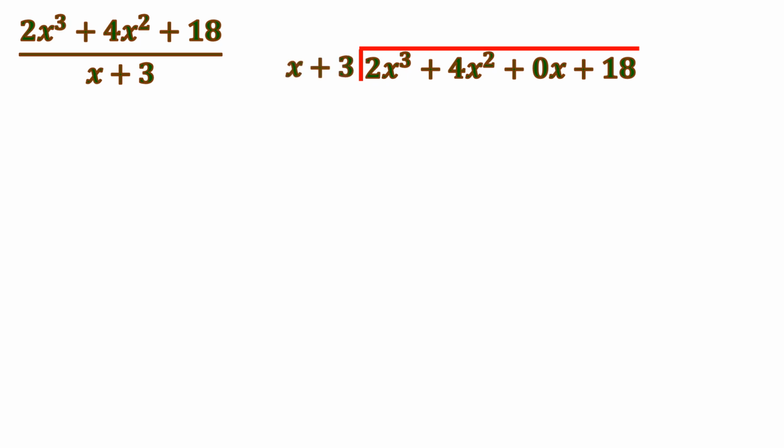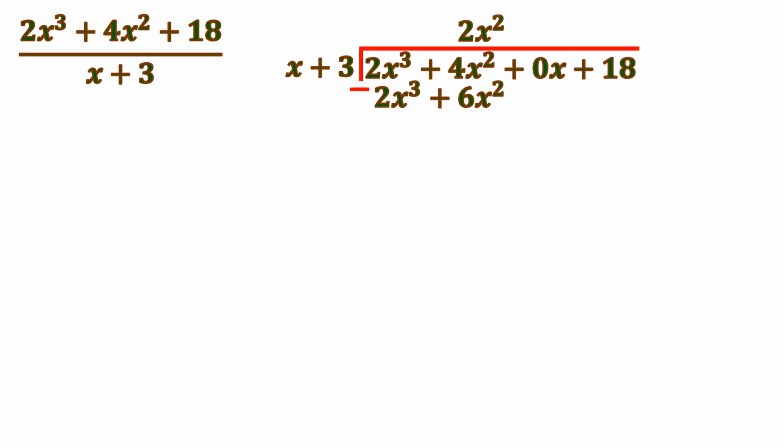So let us put the divisor and divide. So we're going to divide the first terms, 2x cubed and x. The quotient will be 2x squared. So since it's x squared, then it will be written around the column of x squared. So we're going to distribute now the 2x squared. So 2x squared times x is 2x cubed. 2x squared times 3 is 6x squared.